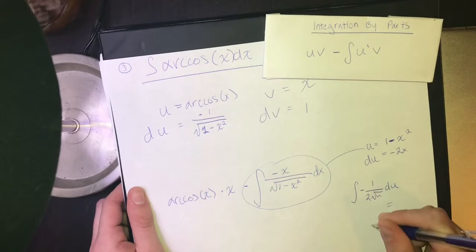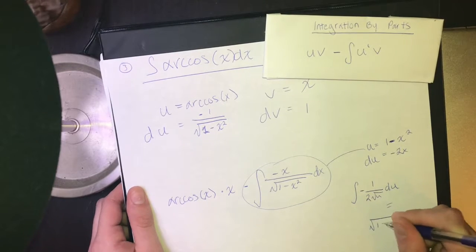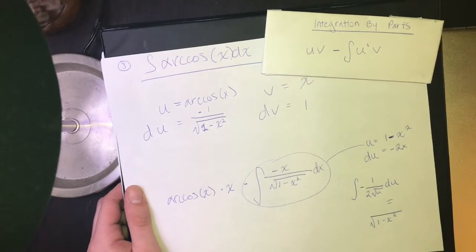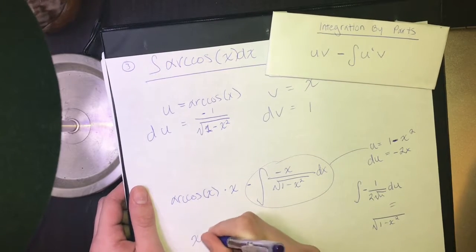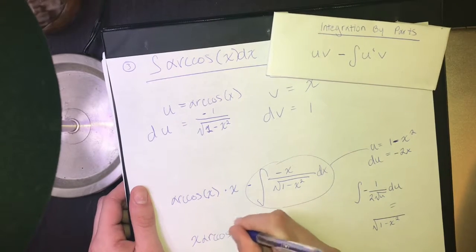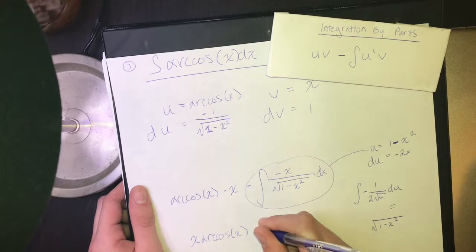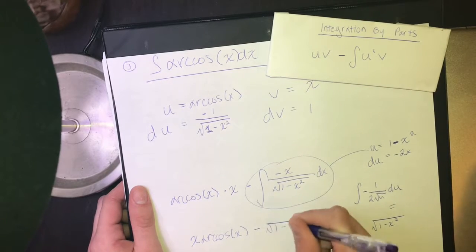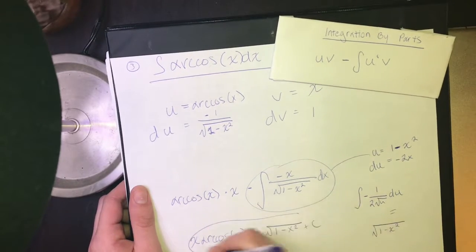After solving that integral, we get the square root of 1 minus x squared, and we'll plug that back in to find out our final answer, which is x times the arc cosine of x minus the square root of 1 minus x squared plus c.